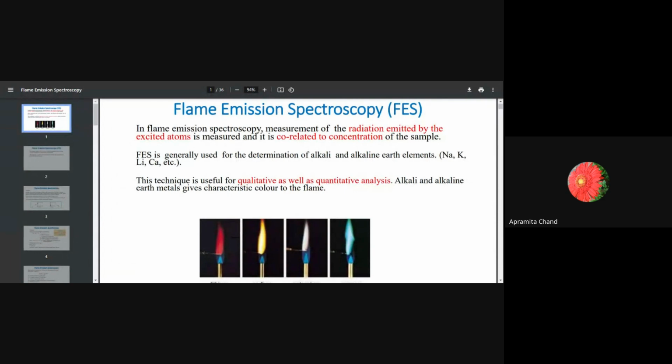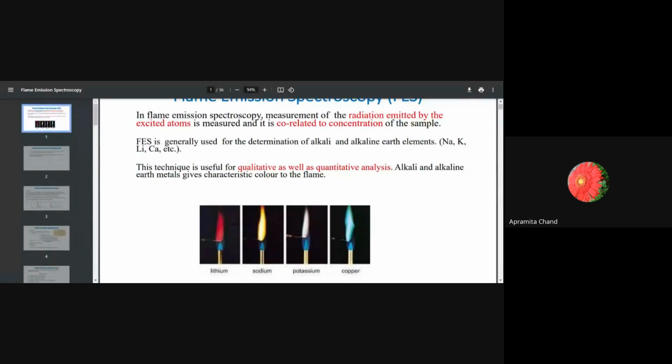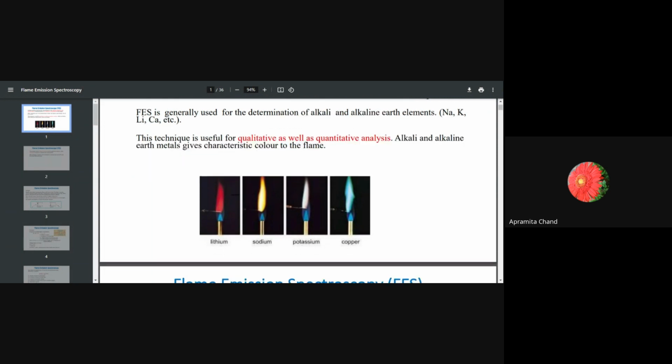So we have talked a little bit about this when we started AAS. Essentially, it is the measurement of the radiation that is emitted by the excited atoms, and it is related to the concentration of the sample used for the determination of alkali and alkaline earth metals, because they are giving a characteristic color to the flame. We all know through the different flame tests that we have performed during our graduation days that different flames can give different colors on the basis of which alkali or alkaline earth metals are being used.